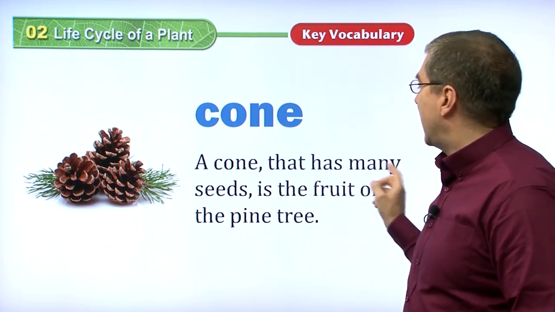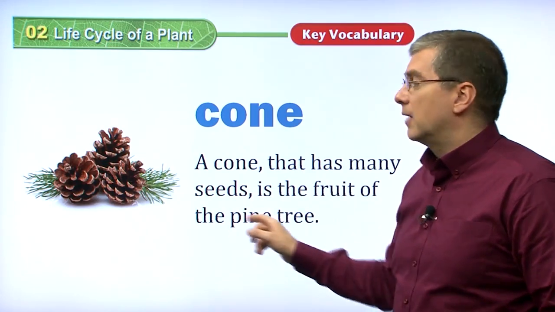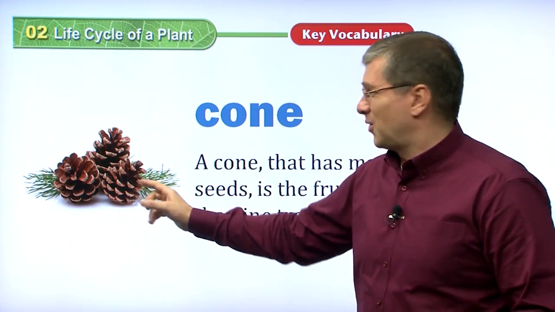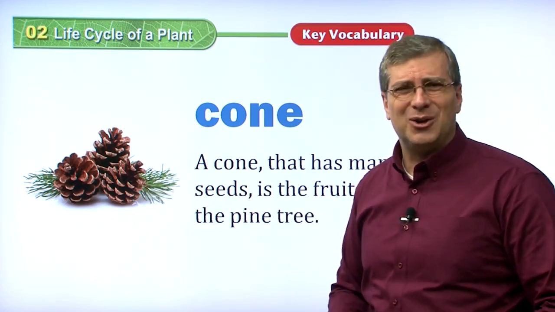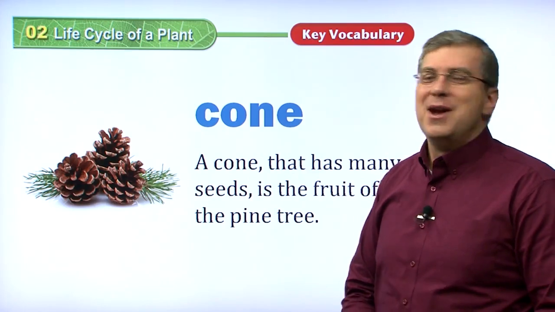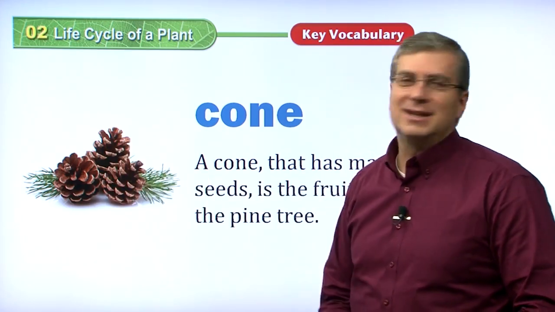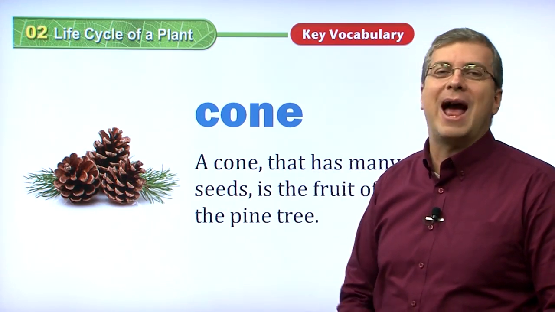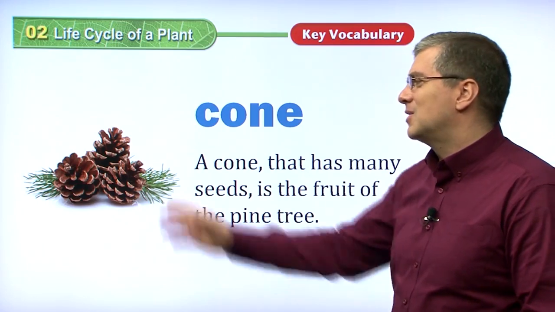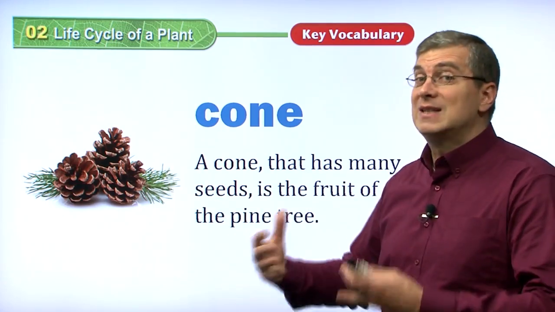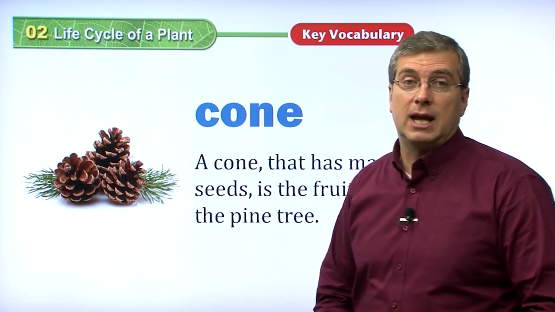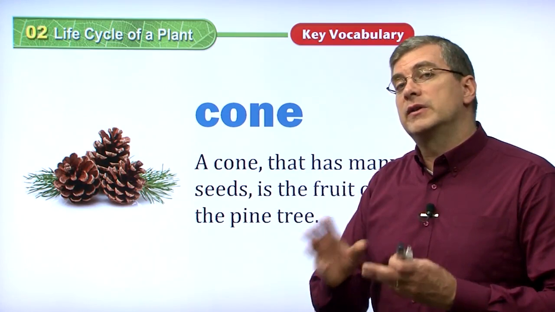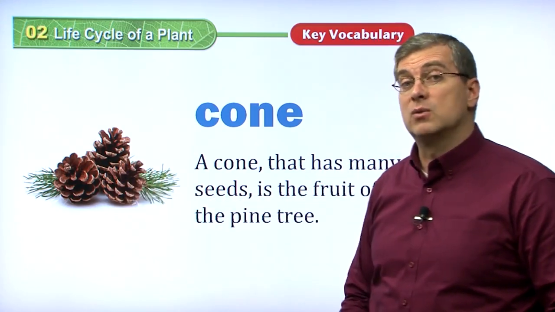So a cone that has many seeds is the fruit of the pine tree. It's strange to think that this is fruit, isn't it? Of course, you wouldn't eat that. Oh, it would be terrible, and it would hurt your mouth. But this is the type of fruit that a pine tree grows. We eat the fruit of an apple tree or a lemon tree, but we don't eat the fruit of a pine tree. But it's still a kind of fruit, and this is the kind of fruit that a pine tree produces. And like we saw, inside the fruit are seeds. So this is a type of fruit as well.